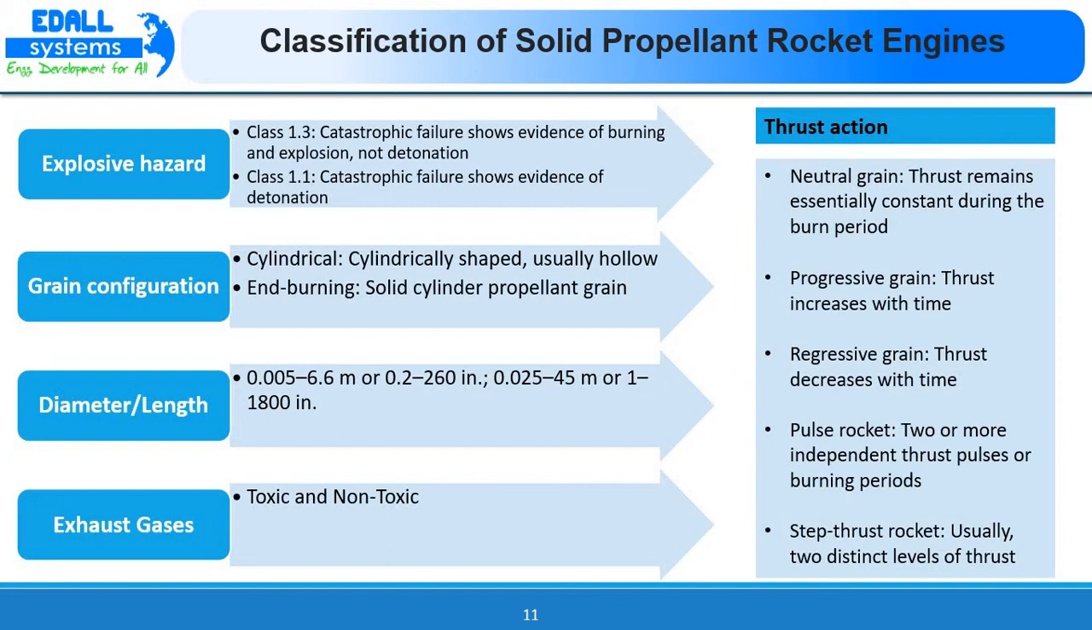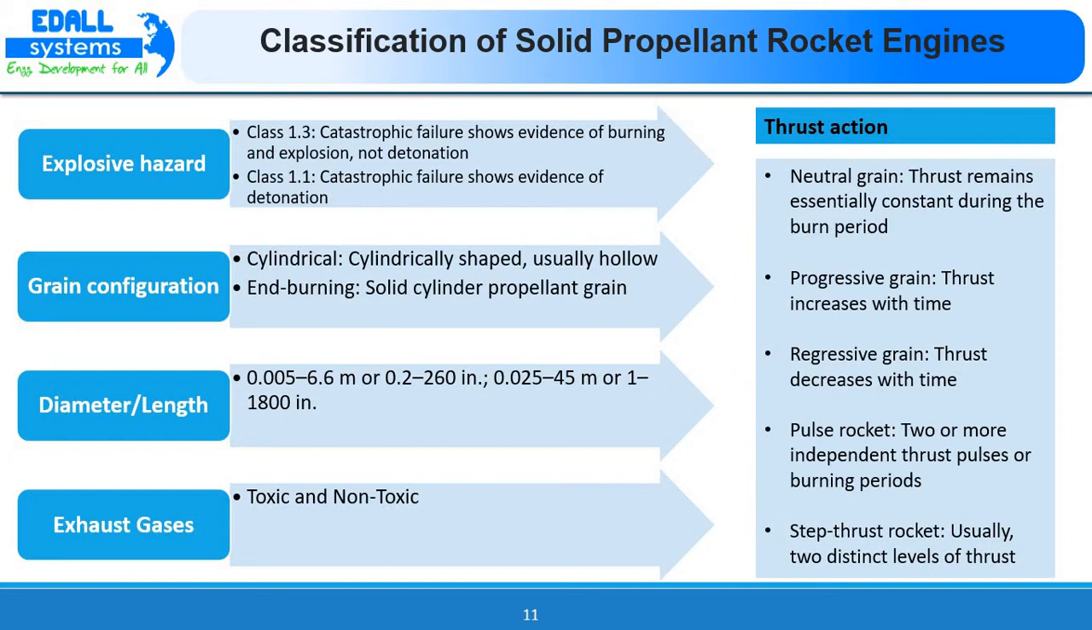Then based on exhaust gases, we can classify them as toxic and non-toxic. Most of the exhaust gases produced after using these chemicals are toxic, but there are some developments which have shown that the exhaust gases produced by using the solid propellants can be non-toxic. Based on the thrust action, we can classify solid propellant rocket engines as neutral grain, progressive grain, regressive, pulse rocket, or step thrust rocket.